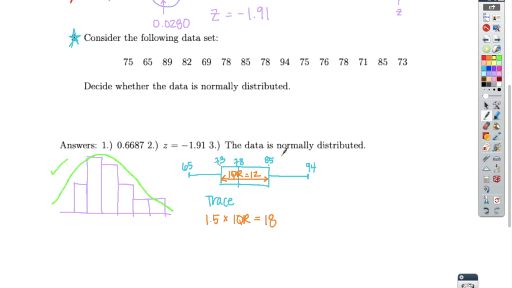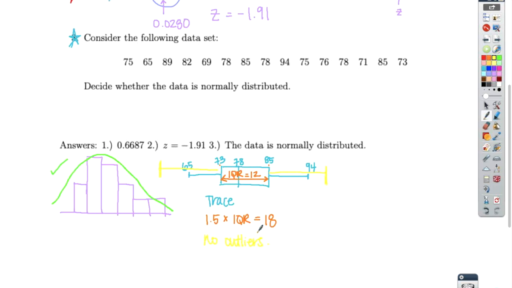And basically, that gives me limits on how far we can go in either direction, how far left or right outside of the box. From 85 to 94 is only 9 steps, so definitely it's well within this 18 allowable distance. And from 73 to 65, again, well within this 18 allowed distance for outliers. So we're okay, there are no outliers in this data set. So we definitely passed the outliers test.